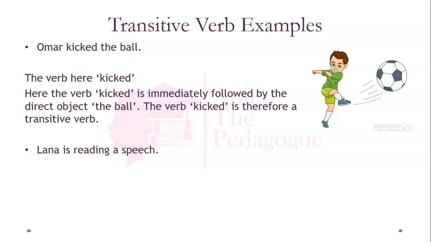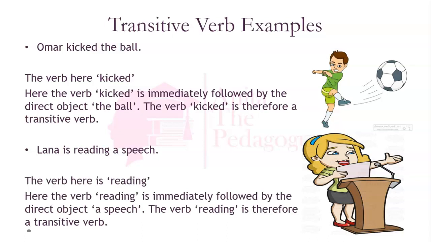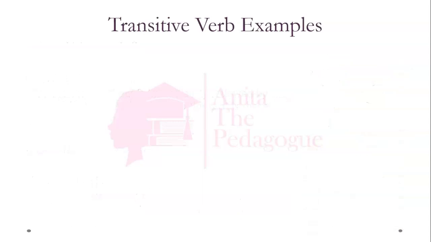In this sentence, Lana is reading a speech. Can you identify the verb in this sentence? Good, reading. Does the verb reading allow a noun to follow it? Yes. So, our verb here is reading, and the verb reading is immediately followed by the direct object, a speech. The verb reading is therefore a transitive verb. Let's look at some further examples.